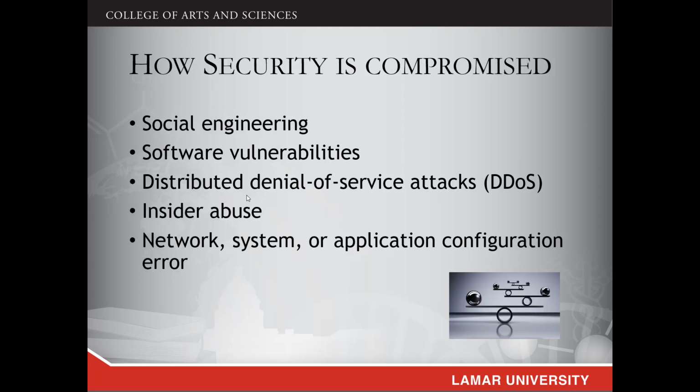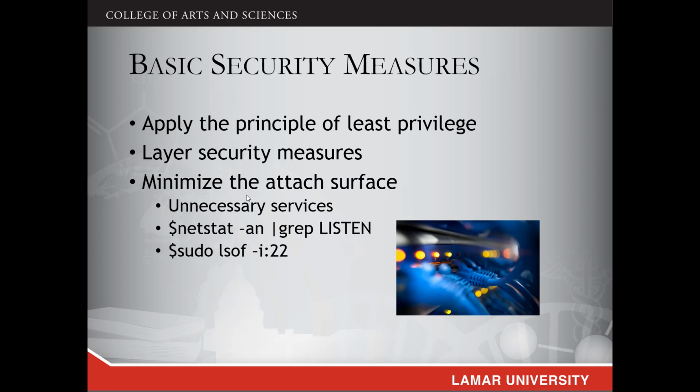Security is compromised in several different ways. The most popular is social engineering. That is still a major concern for security. Others are software vulnerability, distributed denial of service attack, and insider abuse, which is also one of the most important in the real world. Network, system, and application configuration errors can cause system compromise. That is easy to understand.